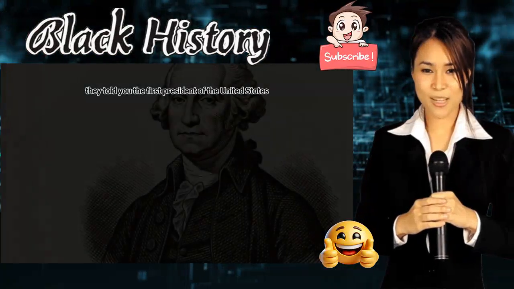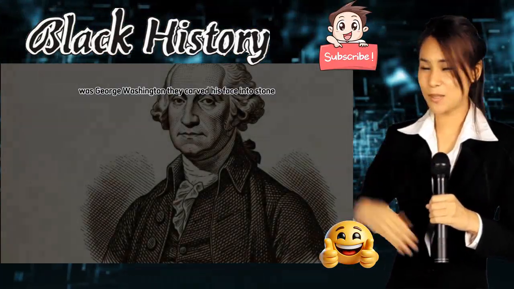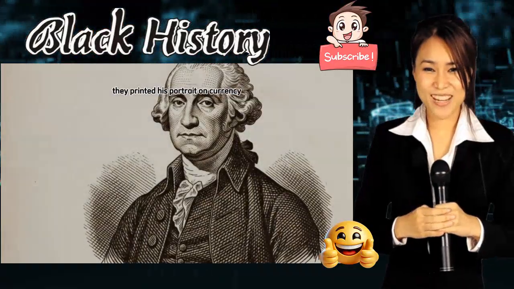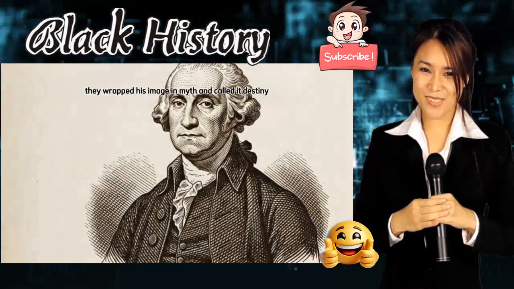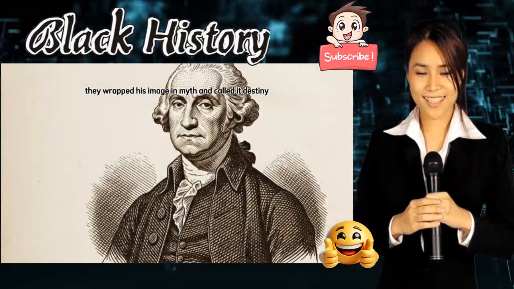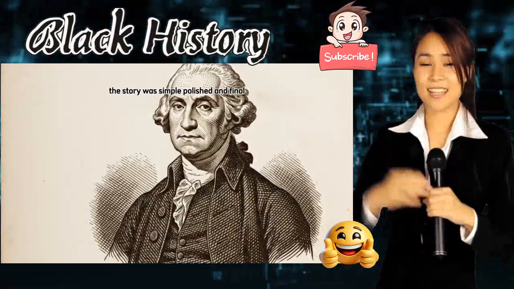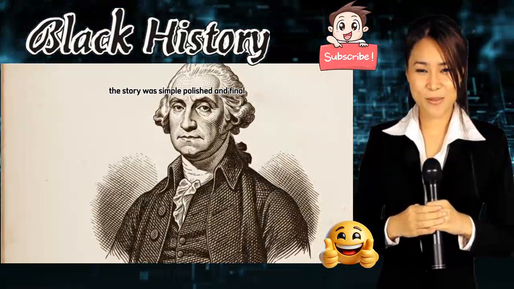They told you the first president of the United States was George Washington. They carved his face into stone. They printed his portrait on currency. They wrapped his image in myth and called it destiny. From elementary school classrooms to marble monuments in the Capitol, the story was simple, polished, and final.